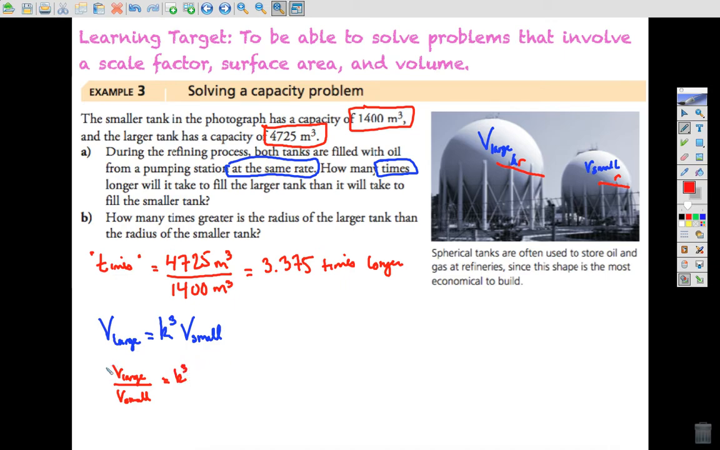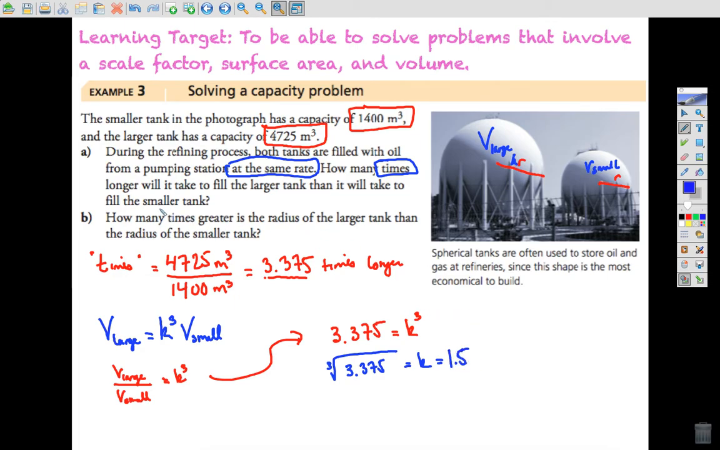Well, this volume large and volume small, that's the same thing we just found here. So what is that ratio? That ratio is 3.375. So I'm just going to move this over, and we're going to say 3.375 is equal to k cubed. So how would I isolate what k is? Well, to undo a cube, I'm simply going to take the cube root of 3.375, and that's going to give me what k is. I'm just going to do that quickly with my calculator, and I get 1.5.